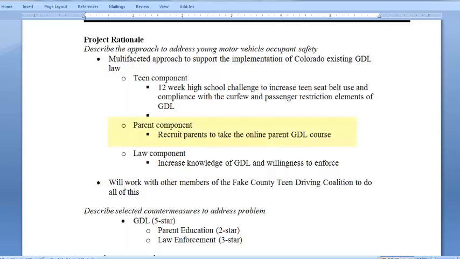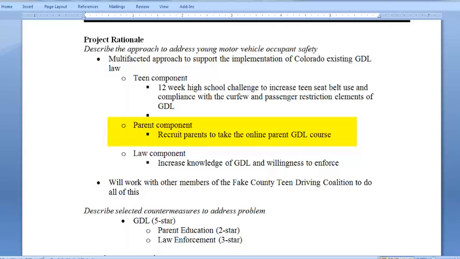And then the parent component, there's that online class that the Department of Public Health and Environment put out that is a parent course for GDL that talks about what the law is, and then it even goes a little bit further and talks about best practices for really doing that enforcement at home.